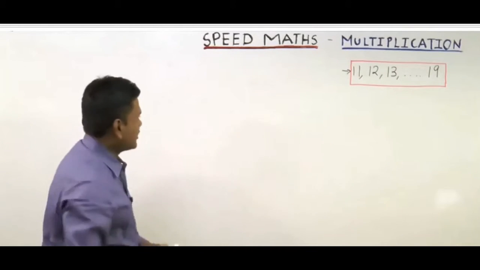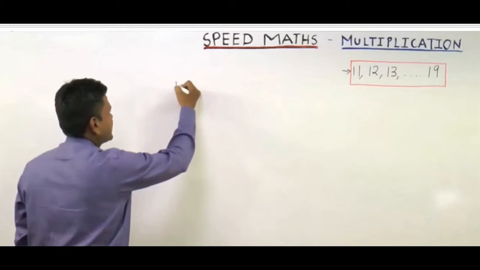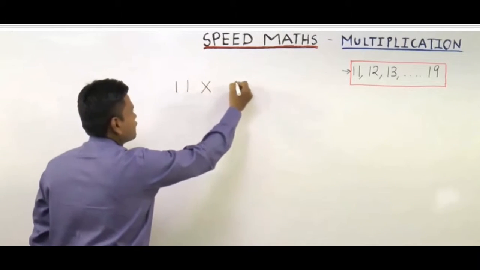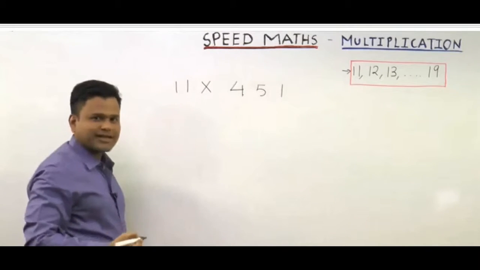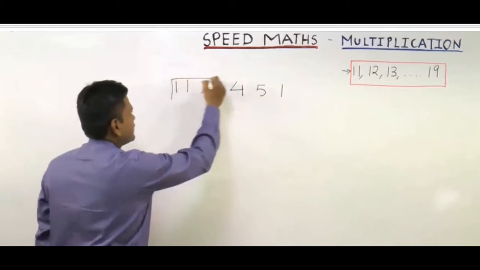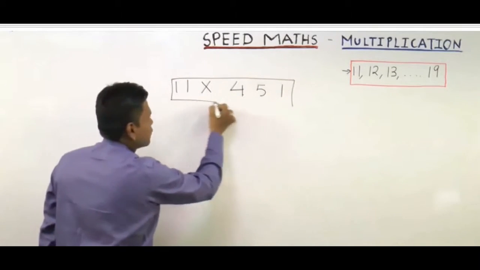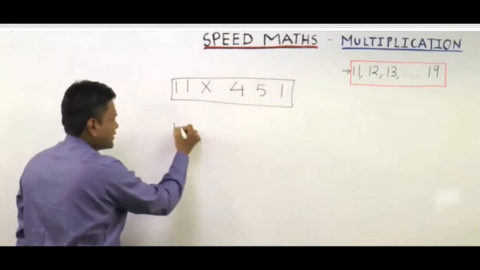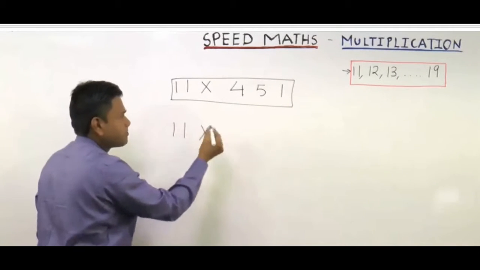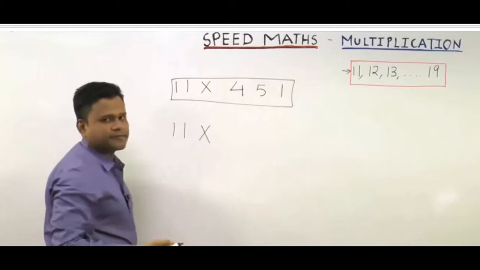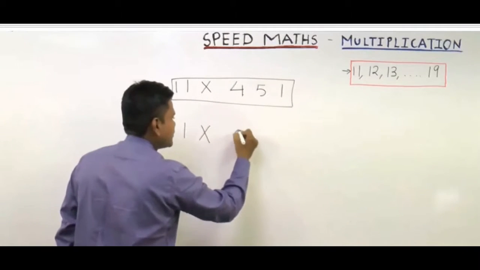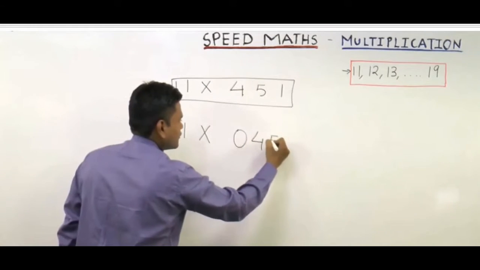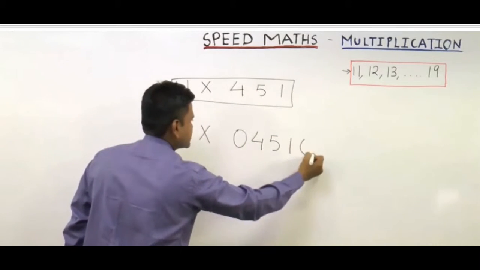Coming to this number, 11 into a bigger number, let's say 11 into 451. That's the question which we have. This being the starting one, what we do here for the sake of convenience, put 0 in the beginning, put 0 in the end. My number is 451, we are not changing that number. 0 here, 4, 5, 1, put 0 in the end.